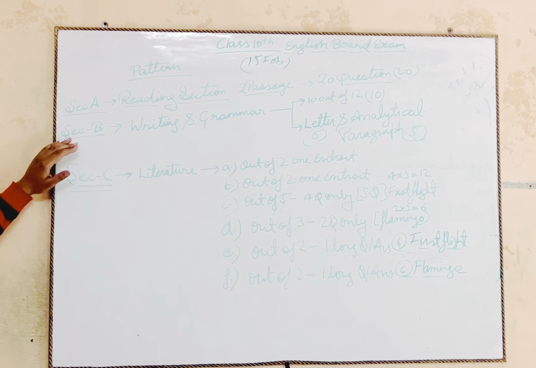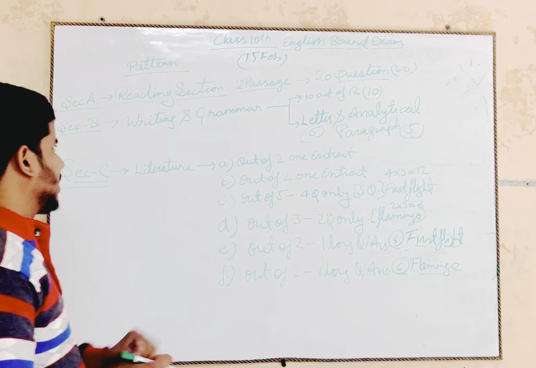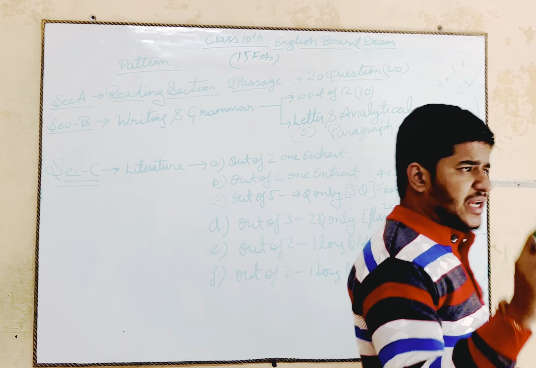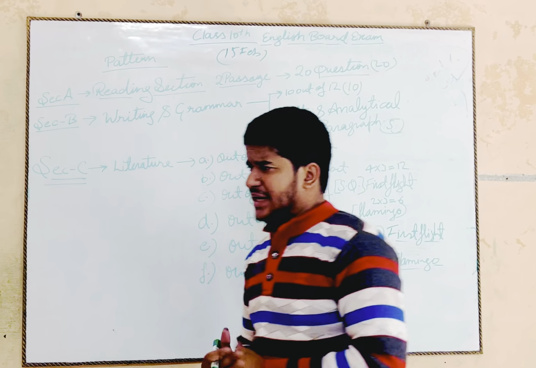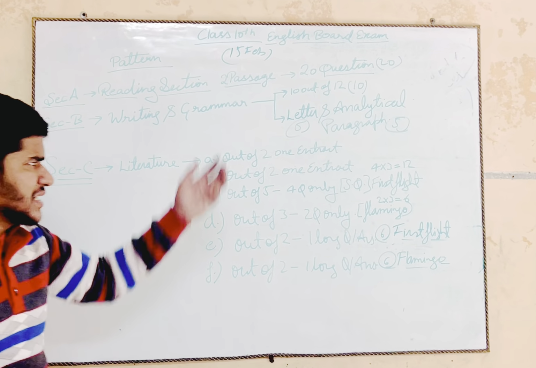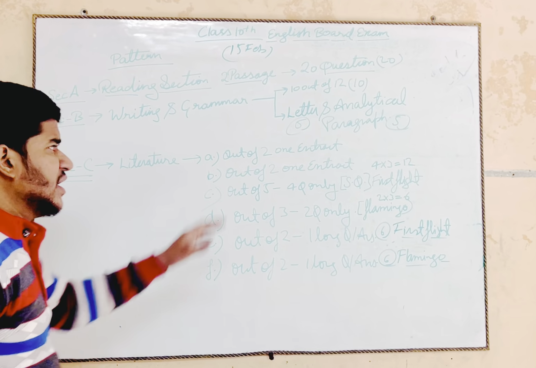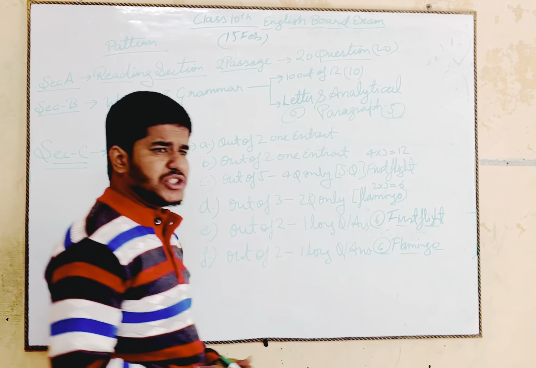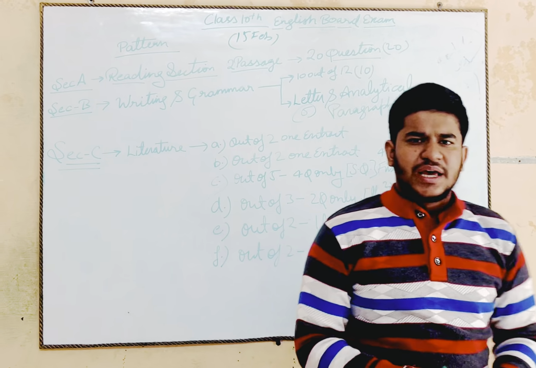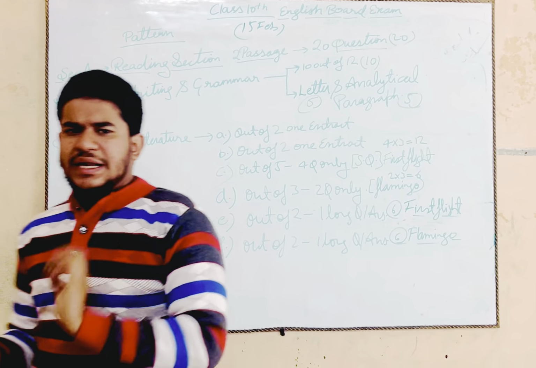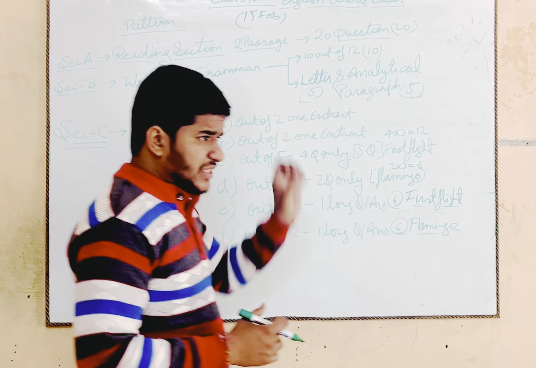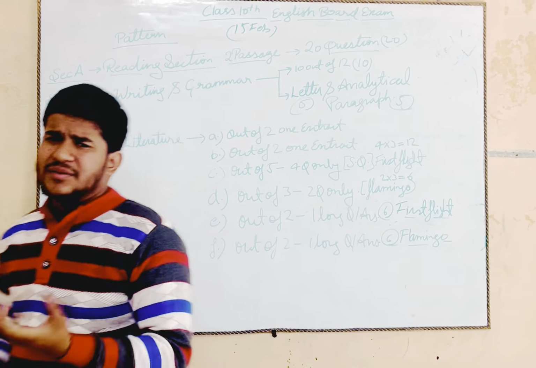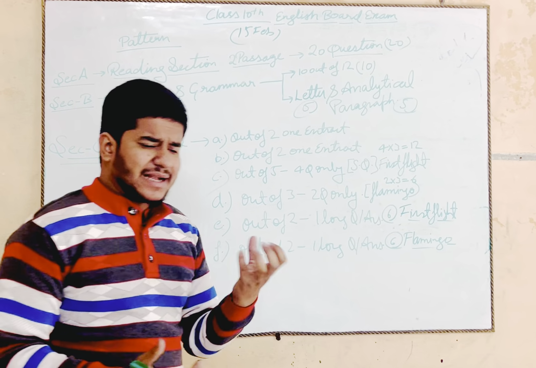Now we will move to section B, which is very important, that is writing and grammar. In writing and grammar, the question paper consists of 2 parts. The first part is the grammar section and the second part is writing. The first part, the grammar section, consists of 12 MCQ type questions in which you have to attempt only 10 questions. These 10 questions are basically from basic grammar, that is conjunctions, prepositions, noun, active, passive, direct, indirect.